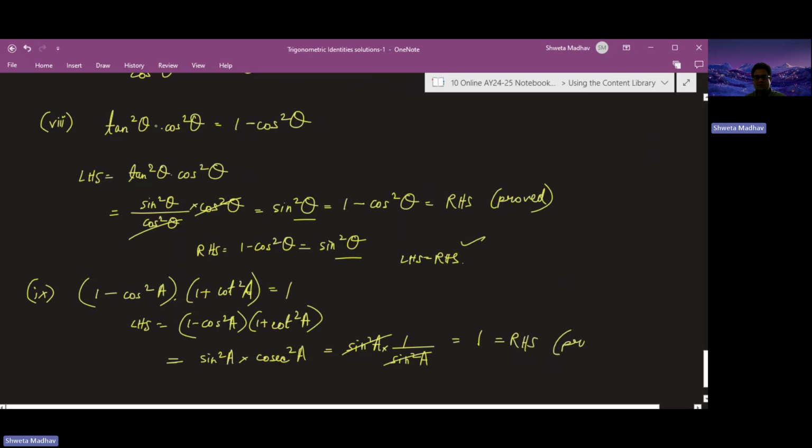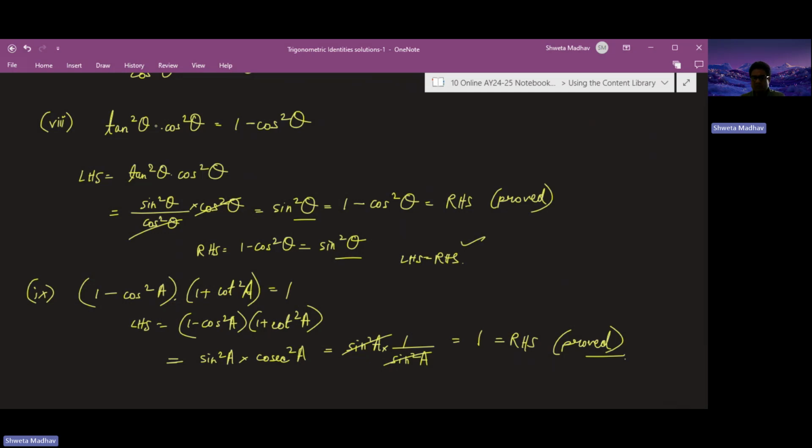Hence proved. So I hope all of you understood the solutions of all these 9 subparts of this question number 4.